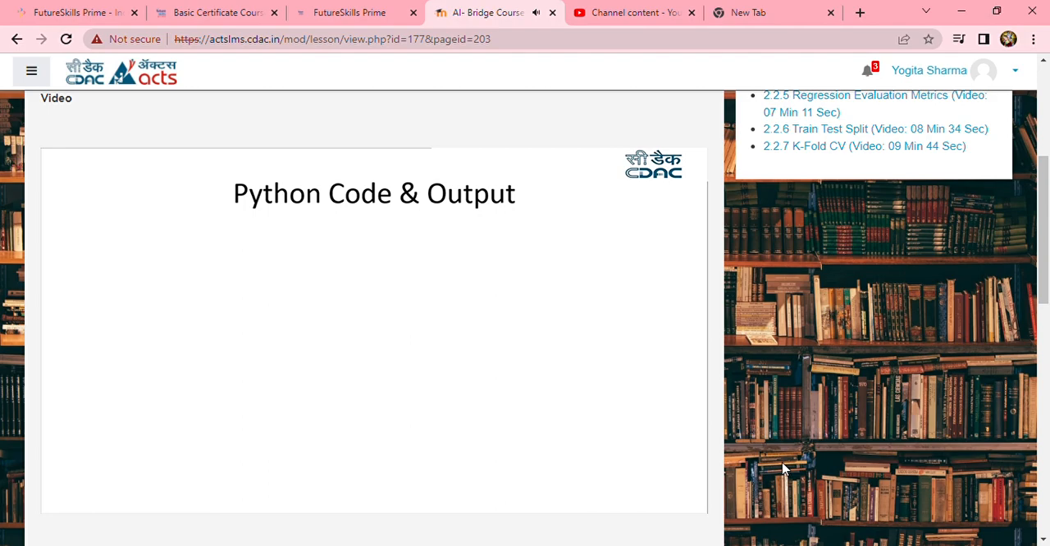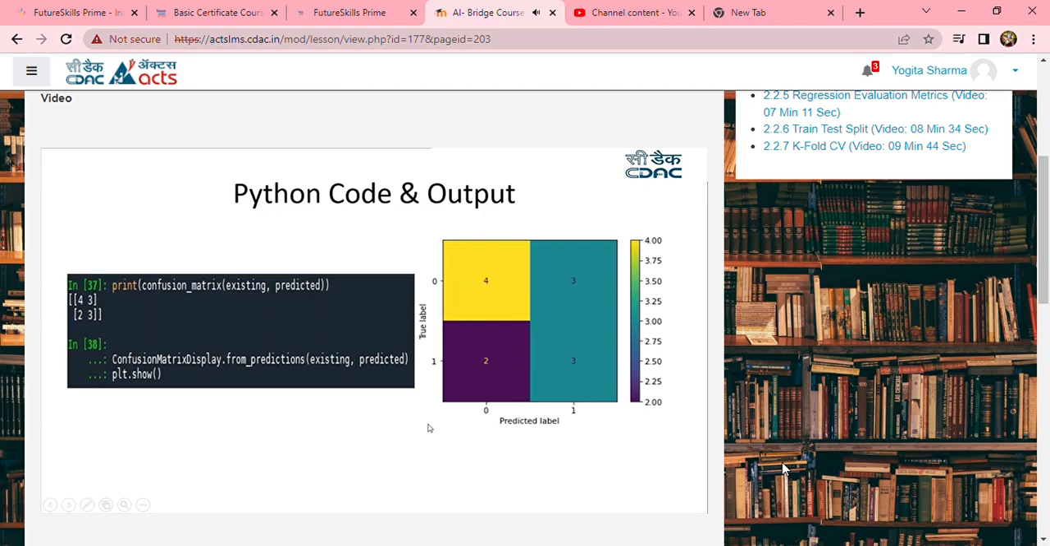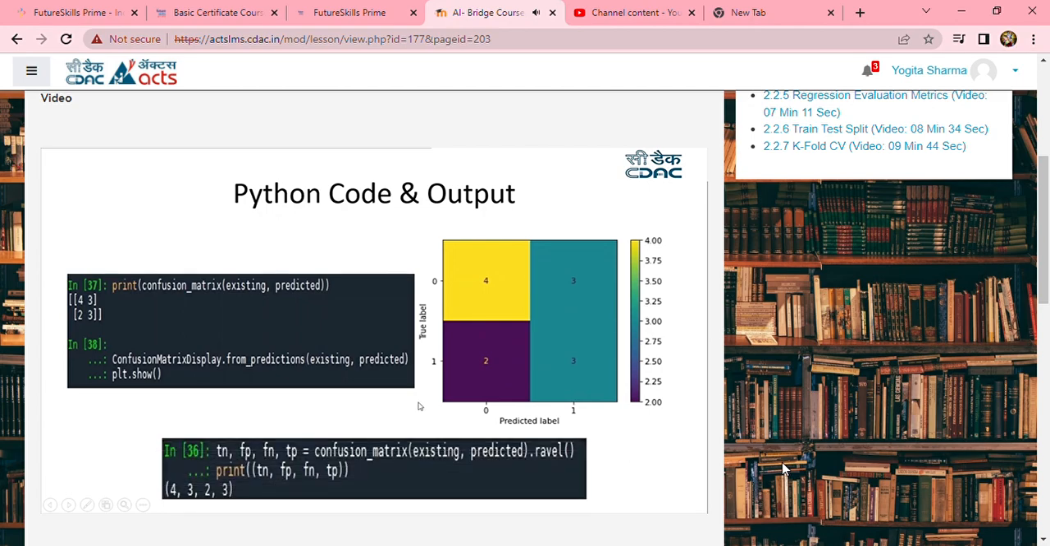Now, let us see how the confusion matrix can be displayed with the help of Python code. There is a function called confusion_matrix with which the confusion matrix can be displayed. For the latest version of scikit-learn, we have one function called from_predictions, which can be called on the ConfusionMatrixDisplay object, with which we can see a heat map of our confusion matrix. Also, we can extract the true positives, negatives, false positives, negatives from the confusion matrix with the help of the function ravel.